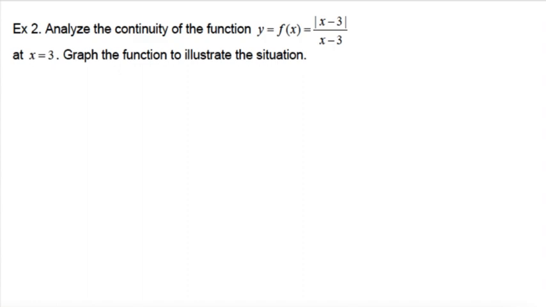Analyze the continuity of the function f of x equals the absolute value of x minus 3 over x minus 3 at x equals 3. And we want to graph the function to illustrate the situation. Well, we have an absolute value function, so we know we have to break this up into a piecewise function. So that's important for us to think about.